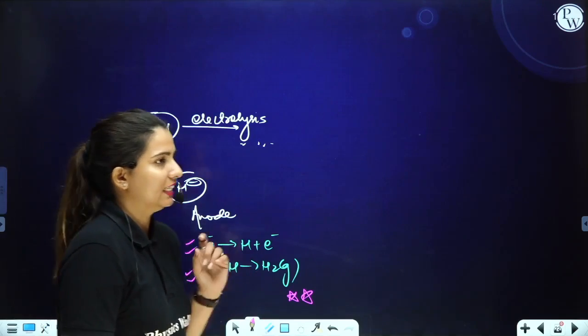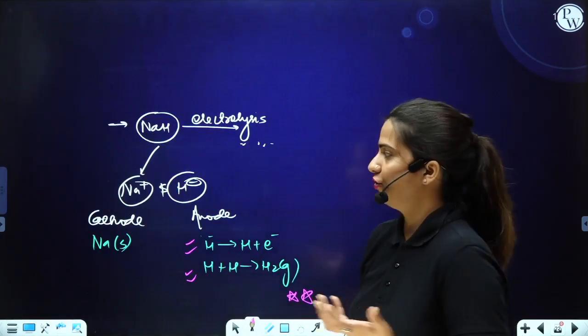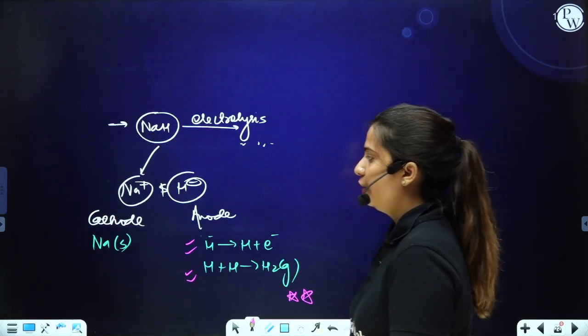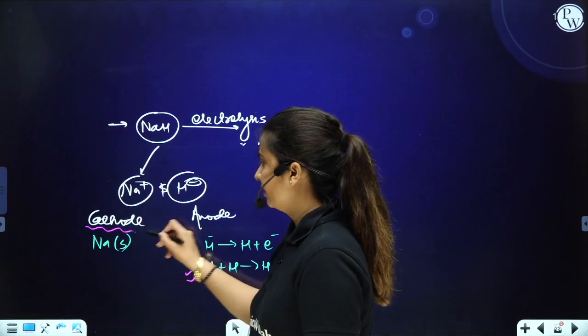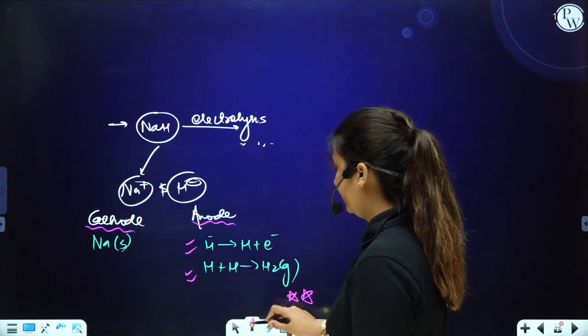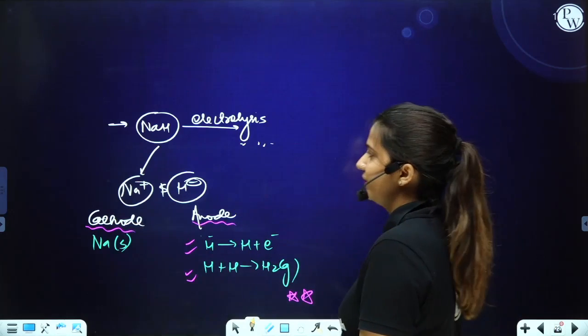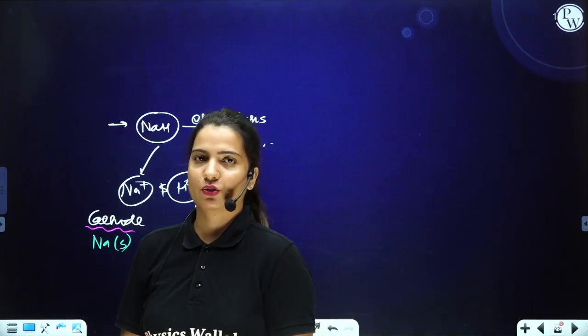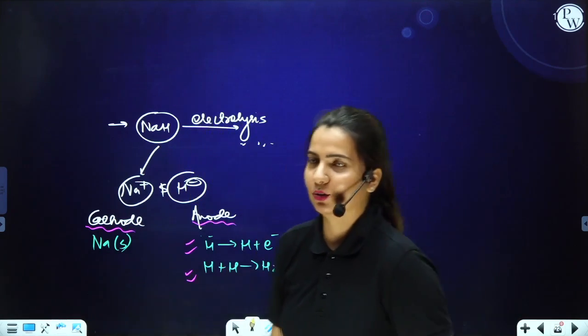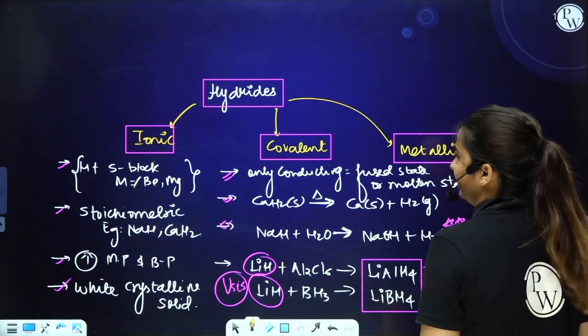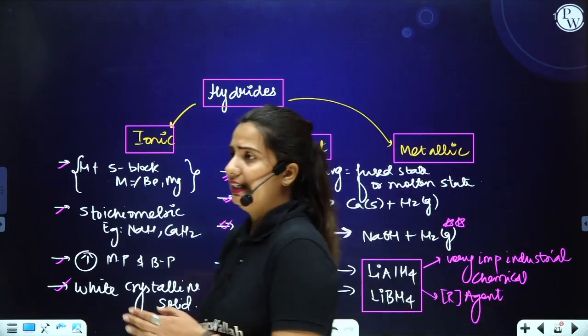What hydrogen you are getting alone is nascent hydrogen, and on the cathode you are going to get the sodium deposited. So electrolysis of NaH is going to give you sodium and hydrogen gas. Okay, so all of these are important points regarding the ionic hydrides.